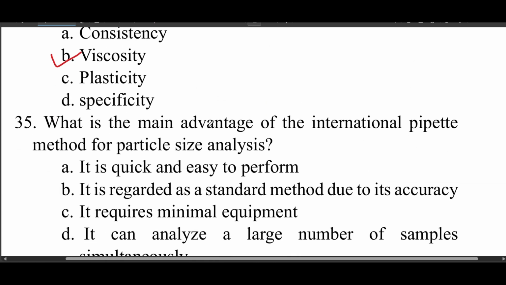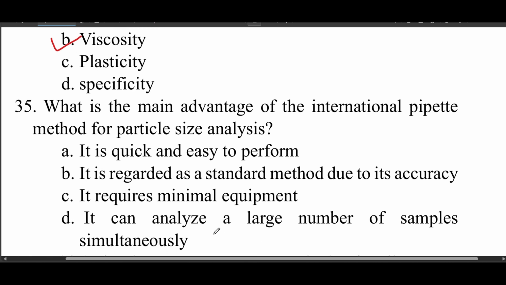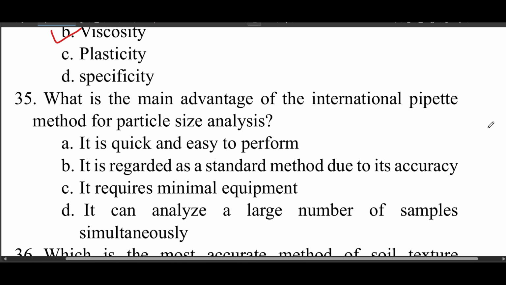The next question: what is the main advantage of the international pipette method for particle size analysis? Options: it is quick and easy to perform; it is regarded as a standard method due to its accuracy; it requires minimal equipment; it can analyze a large number of samples simultaneously. So which is the correct answer? This question is about the international pipette method. Is it quick and easy to perform? No, it is not quick, because we pipette the soil particles from different depths.